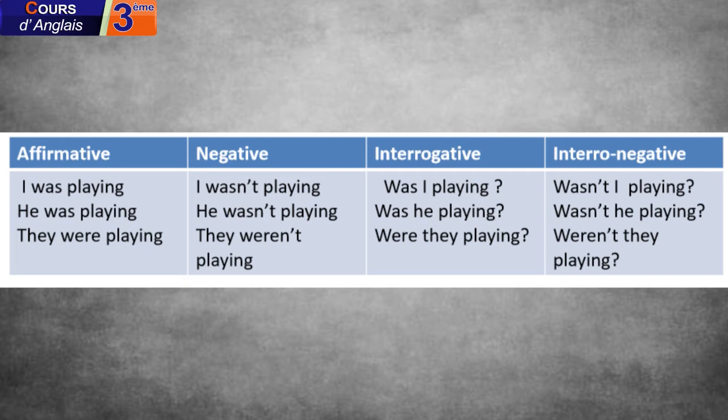And the last form is the negative interrogative form. Wasn't I playing? Wasn't he playing? Weren't they playing? So these are the 4 forms that we can have with the past continuous.